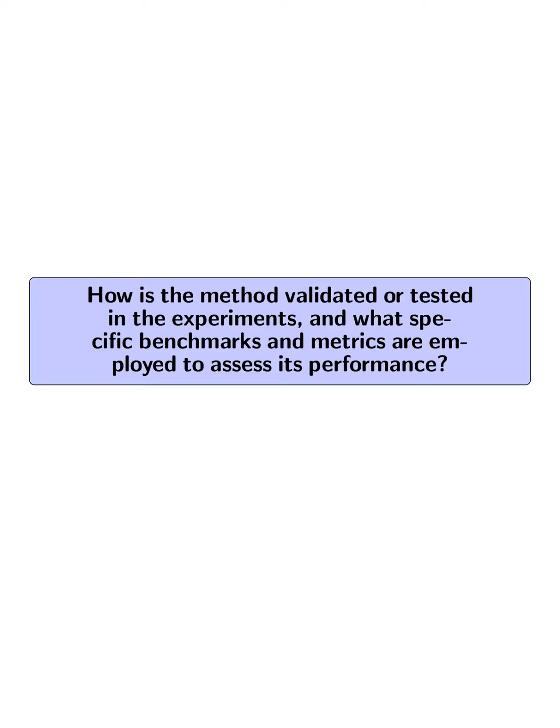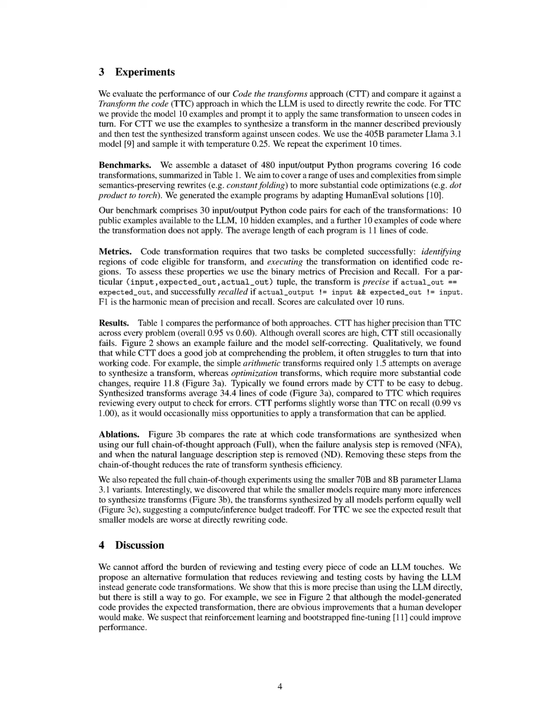How was the method validated or tested in the experiments, and what specific benchmarks and metrics are employed to assess its performance? The method is validated through a series of experiments comparing the code transformation approach, CTT, against the transform the code approach, TTC. The validation involves synthesizing code transformations from a dataset of 480 input-output Python programs covering 16 transformations, with each transformation evaluated using 30 input-output pairs.